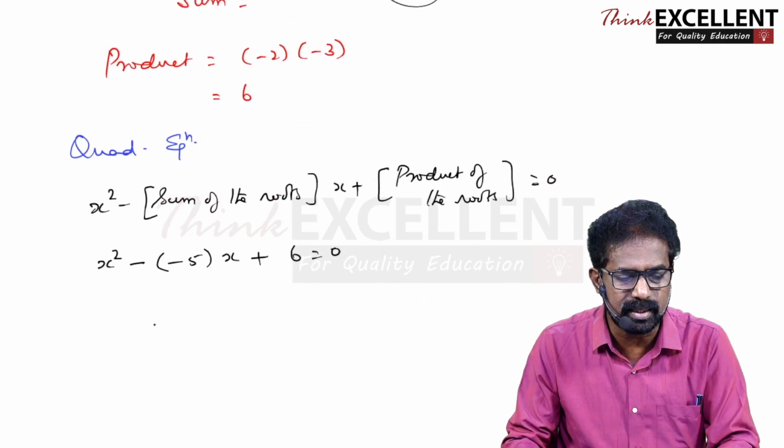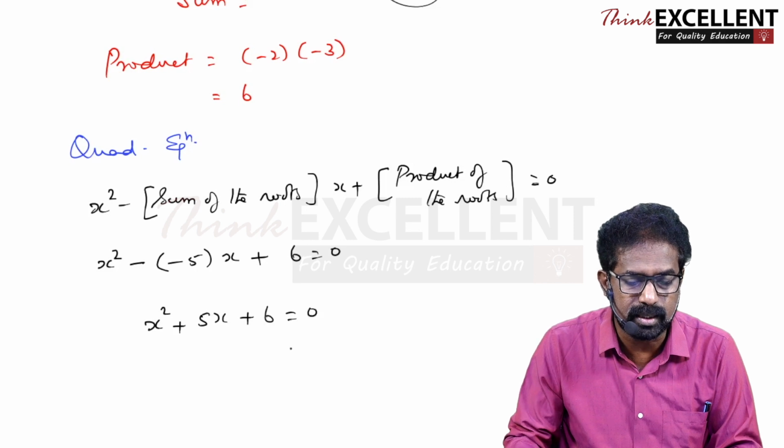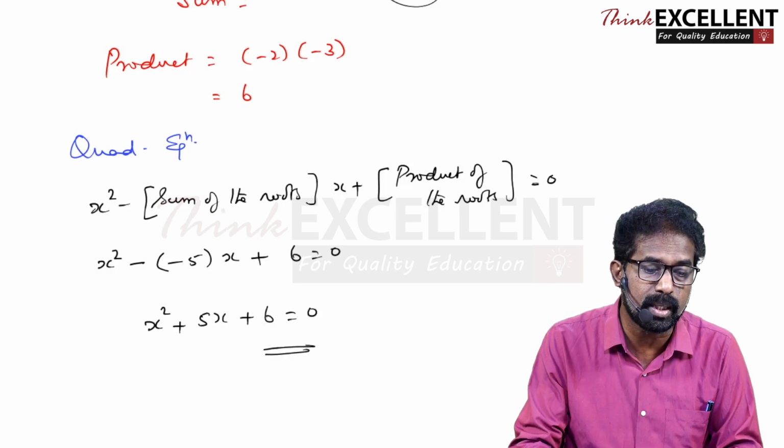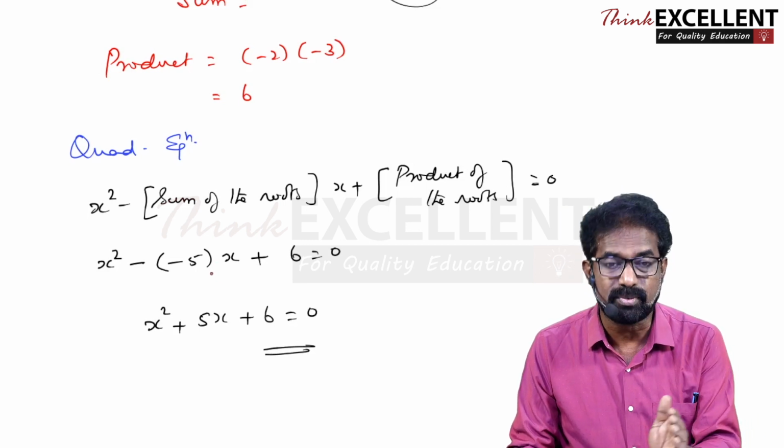So the final answer is x square minus into minus is plus 5x plus 6 equal to 0. Like this you can frame a quadratic equation. Let them give any root, so you can frame the equation.